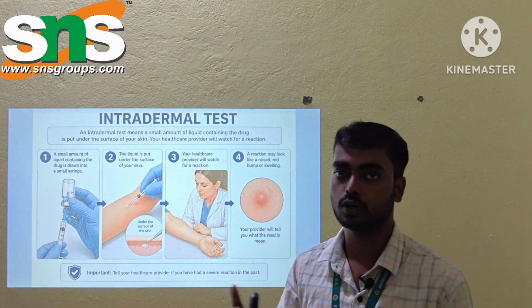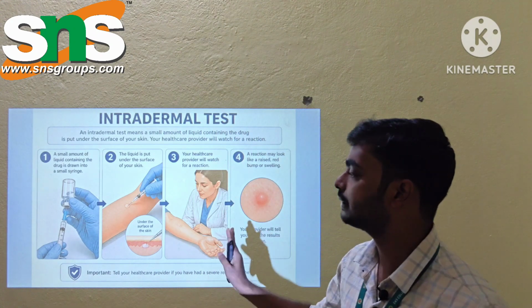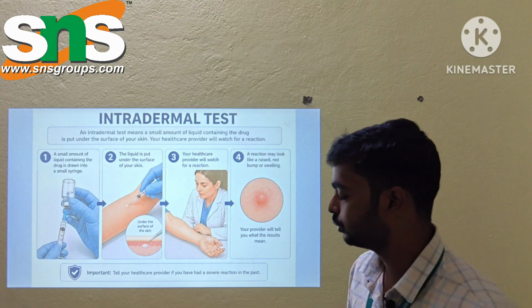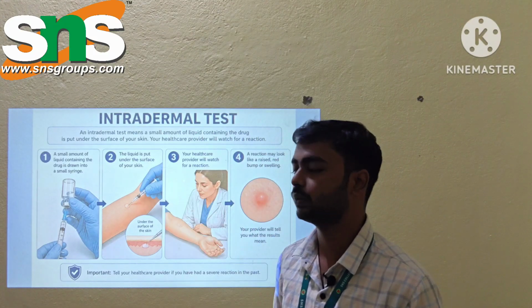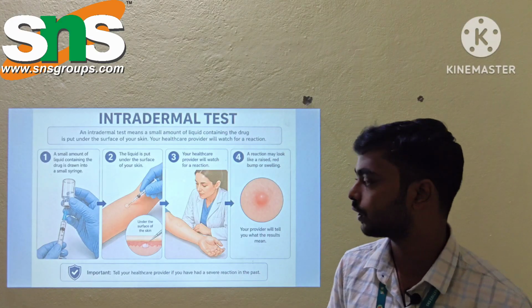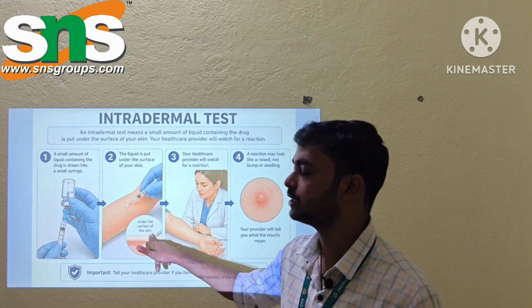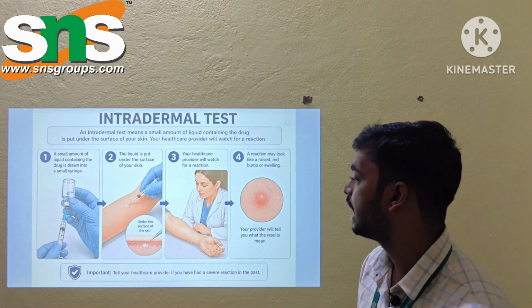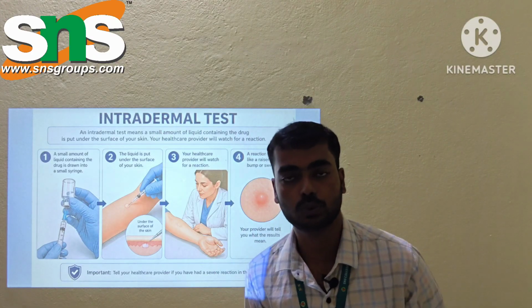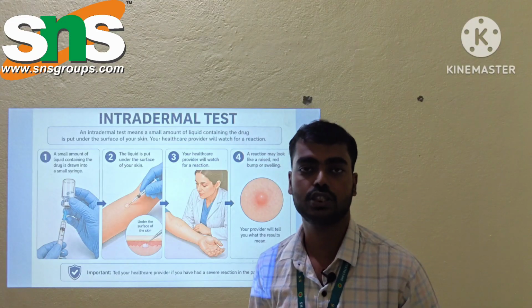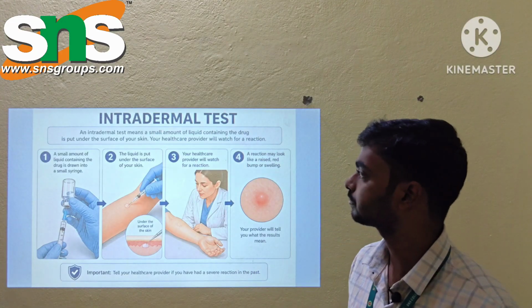Okay, next, intradermal test. Dermal means skin. The drug is injected through the intradermal route, under the skin. Under the skin area the drug is injected, and the doctors observe for 2 to 3 days for any allergic reaction or any allergic itching produced in the particular area.